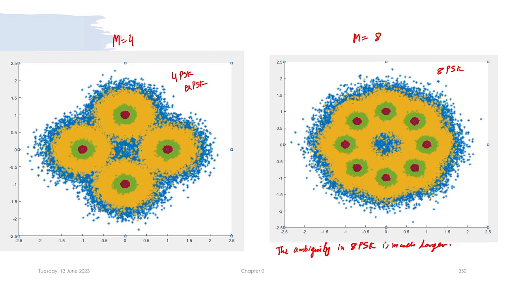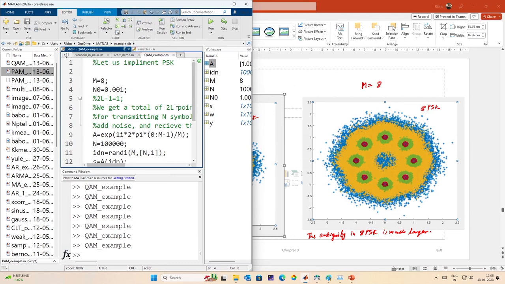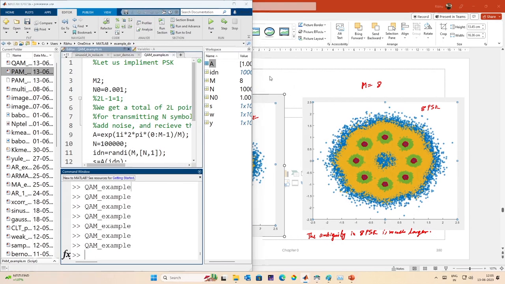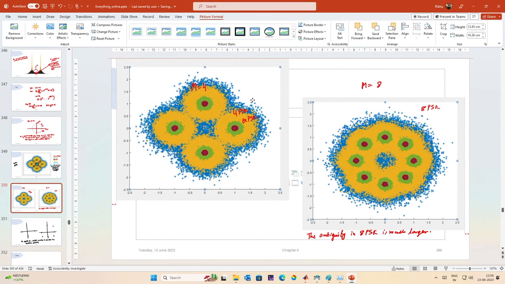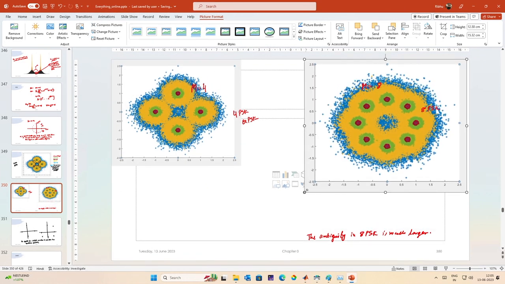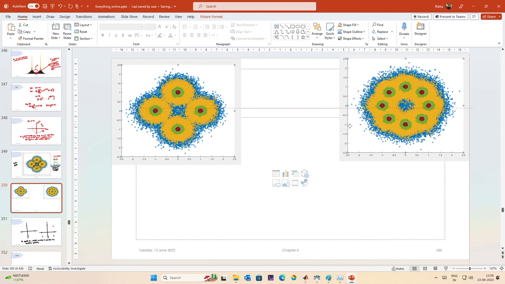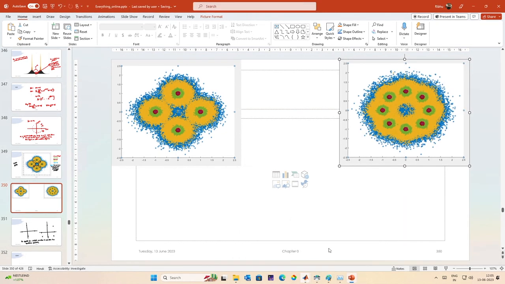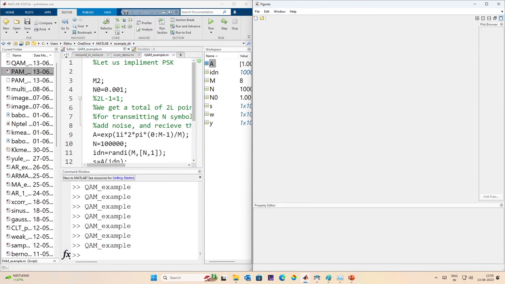And actually here it's good to add one more experiment. Let us say that m equals 2. I'll add a third plot to this discussion to make things slightly more interesting, which you can argue is actually PAM, not PSK. We'll discuss that point in detail as well. So I'll do this for m equals 2.